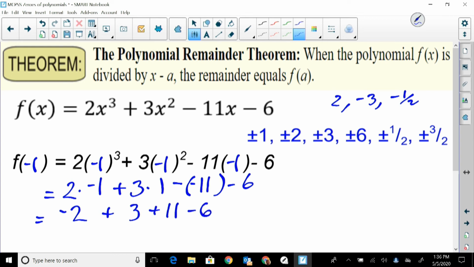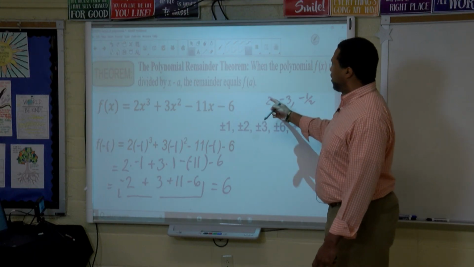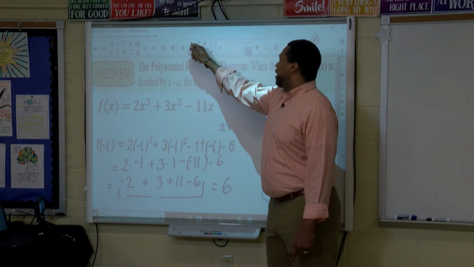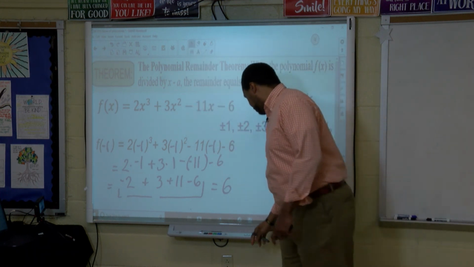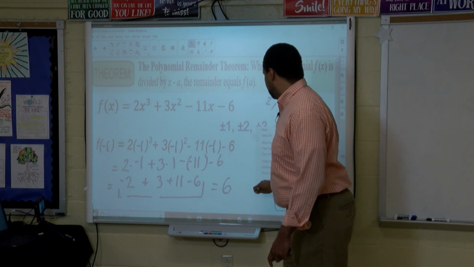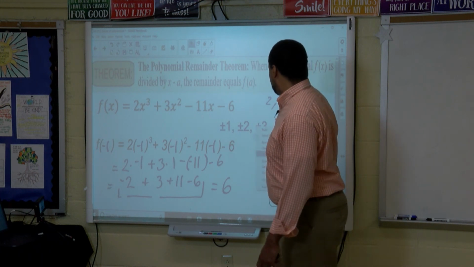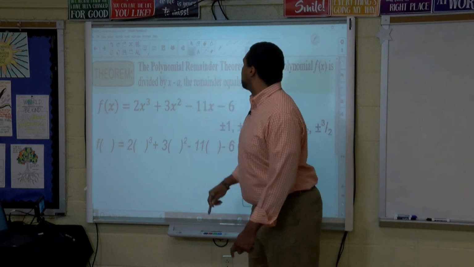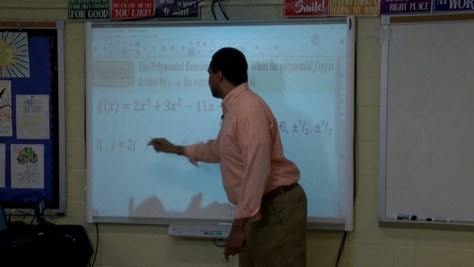If we take all of these values, -2 plus 3, that's 1, plus 11 is 12, minus 6, that will equal 6. The remainder should be 0. In this case, it is 6. Well, we've proven that 2 is a root. So let's try 2.